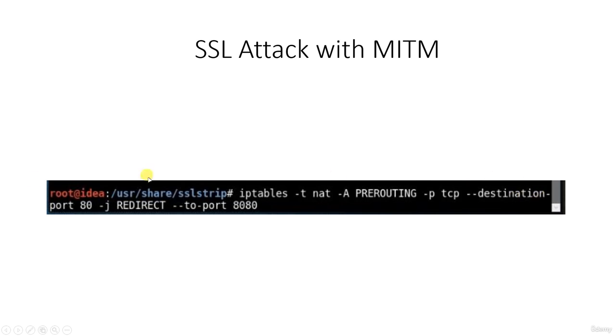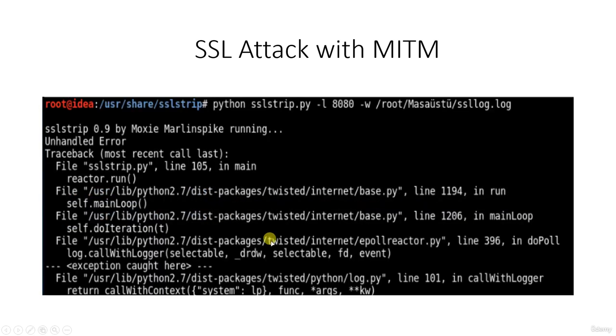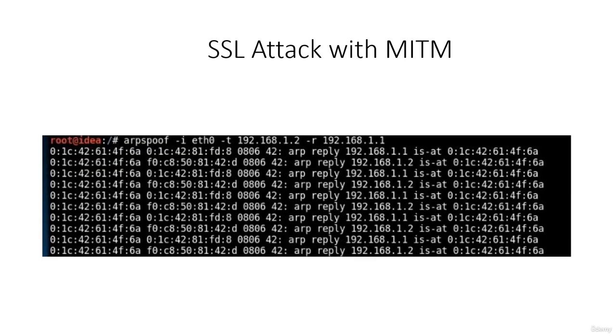As you can see, the destination port would be 80 and it will be redirected to the port of this. After that, the SSL strip will be started with this command. This is the log file and this is the SSL strip Python file. This is the command in the terminal. After that, we are going to run arpspoof. This is the network interface on our Linux machine.